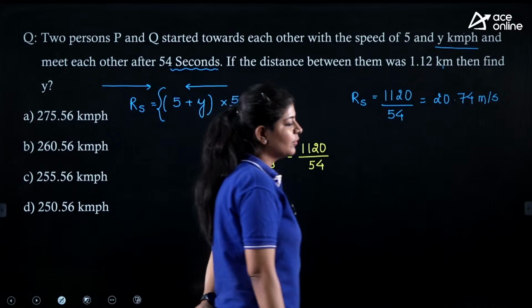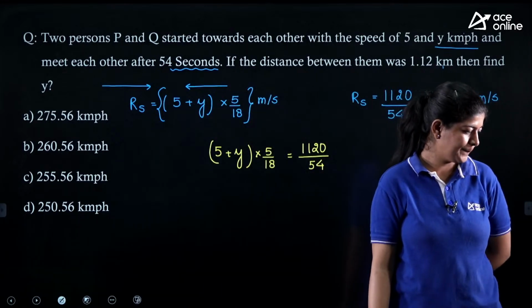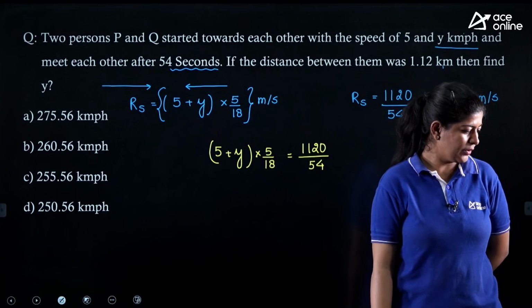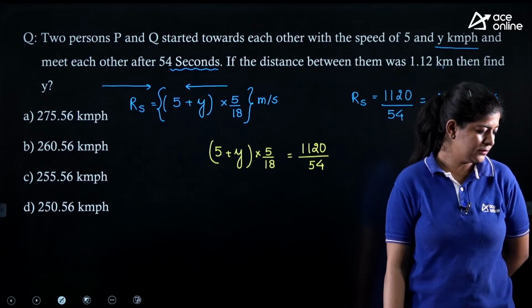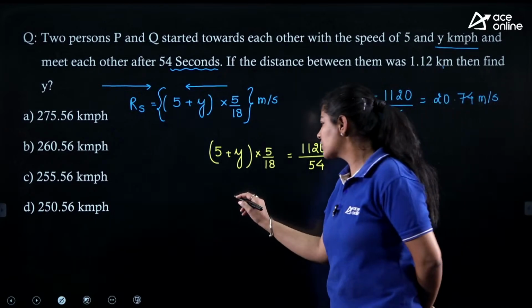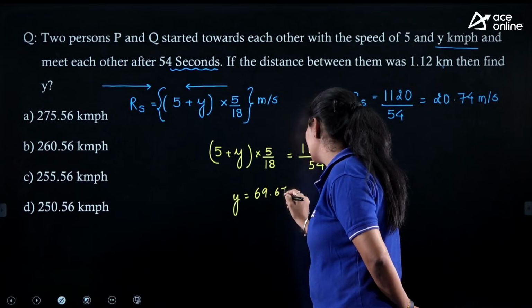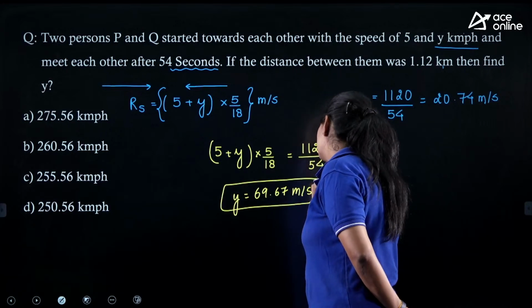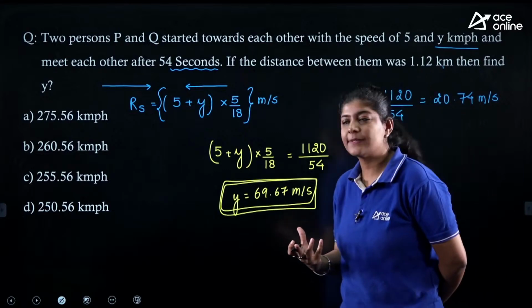So any one of you in the comment section, what value are we getting as y? Okay, if you solve this, you will get a value of y as 69.67 meters per second. This is the value of y that you got over here, but we need to find out the answer in kilometers per hour, right?